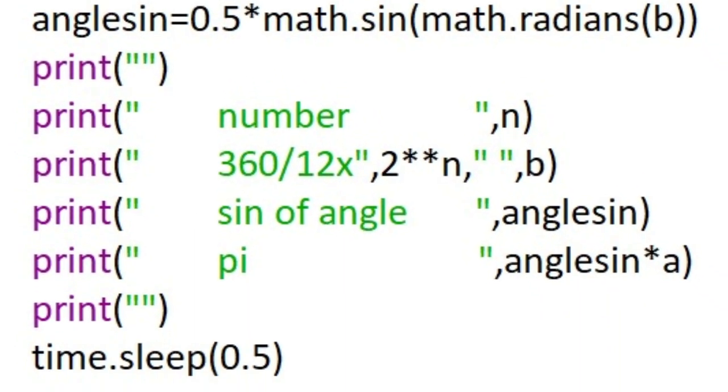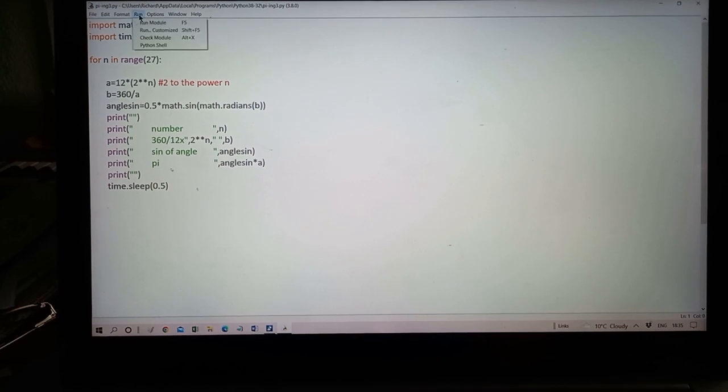Print n is the number of times we have repeated the operation. I can see the magnitude of b. Then I can see the sine value of the angle, and finally I can see how close I am getting to pi. Let's run this computer program and see what happens.